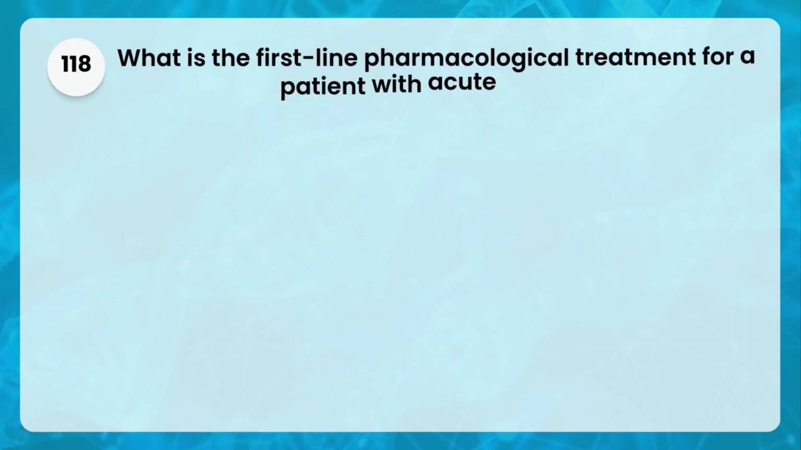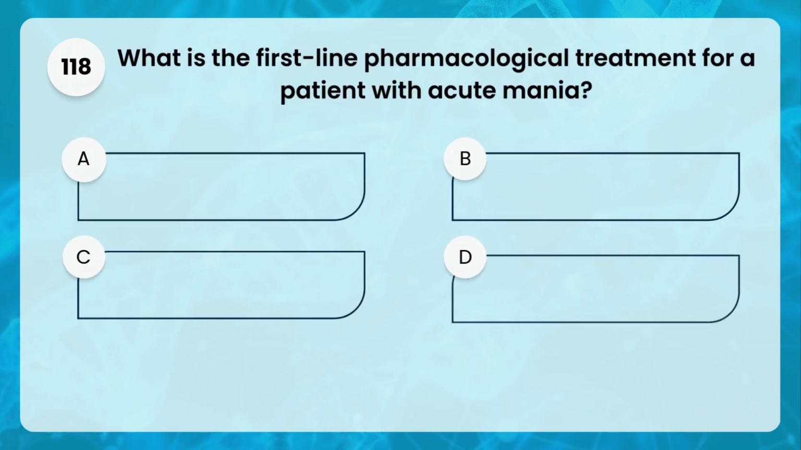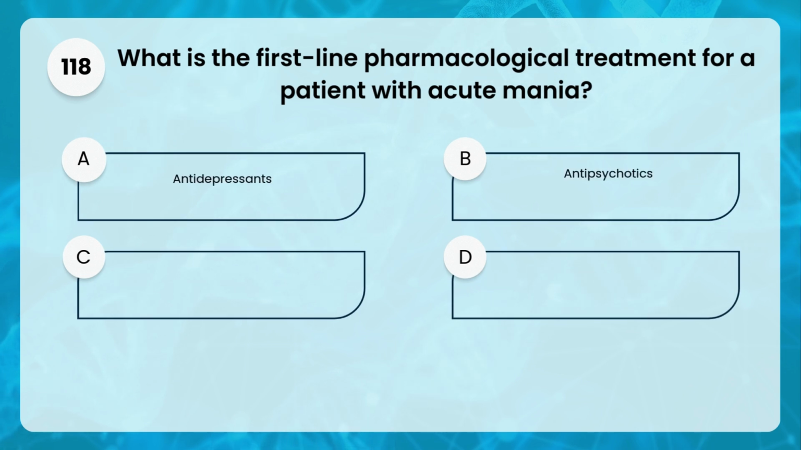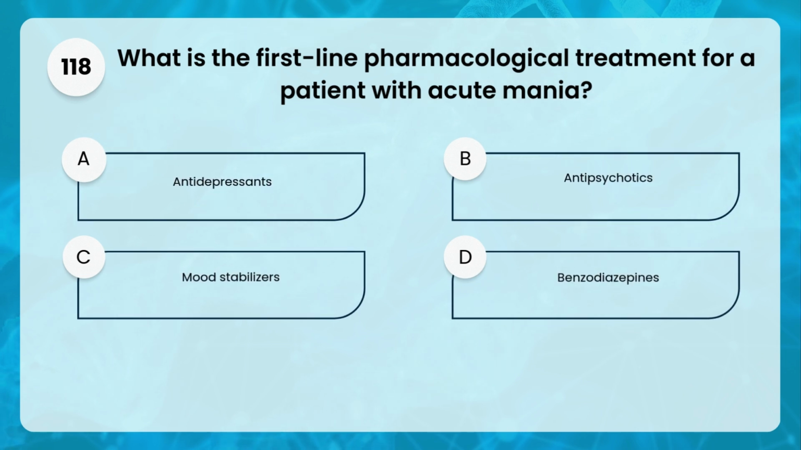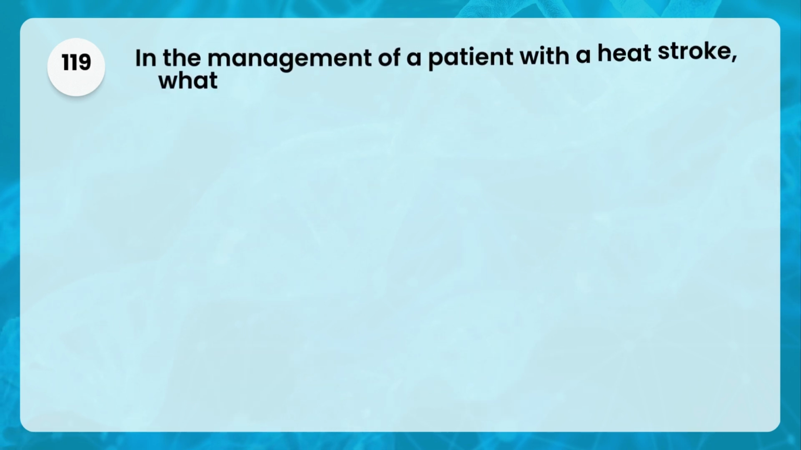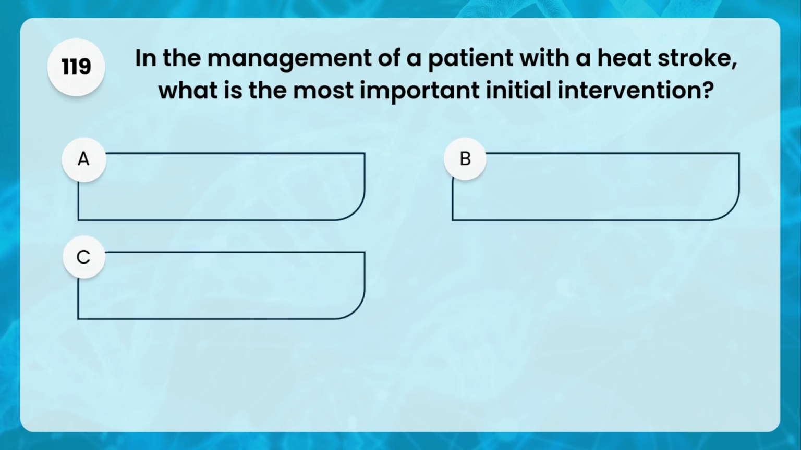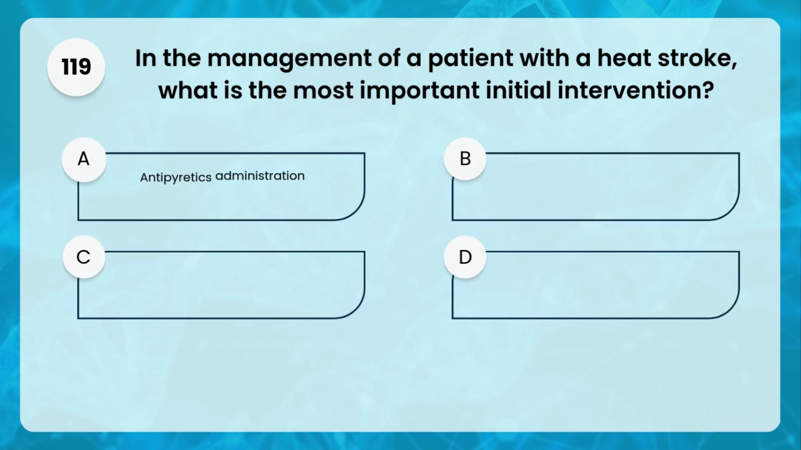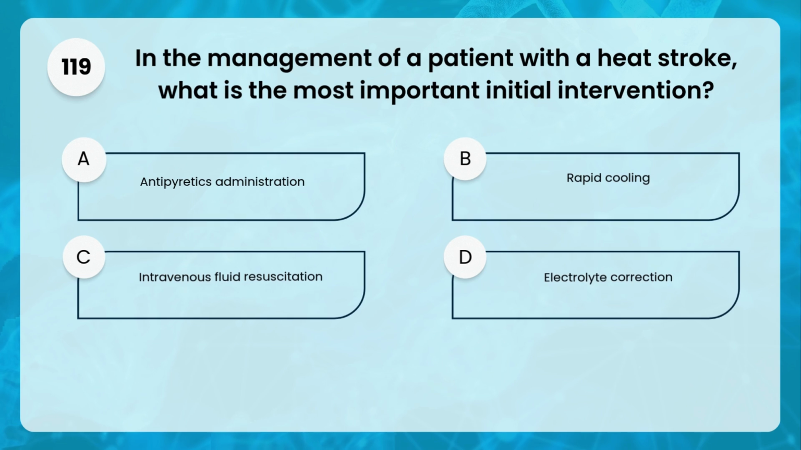118. What is the first-line pharmacological treatment for a patient with acute mania? A. Antidepressants. B. Antipsychotics. C. Mood stabilizers. D. Benzodiazepines. The answer is C. Mood stabilizers.